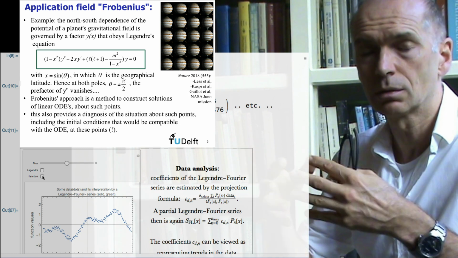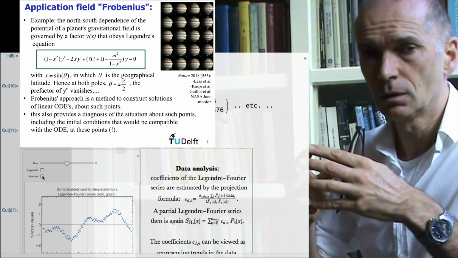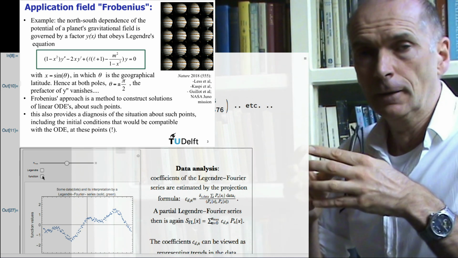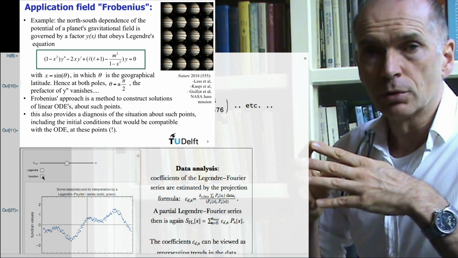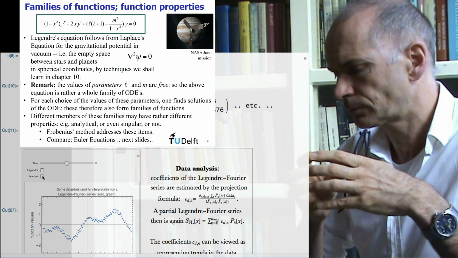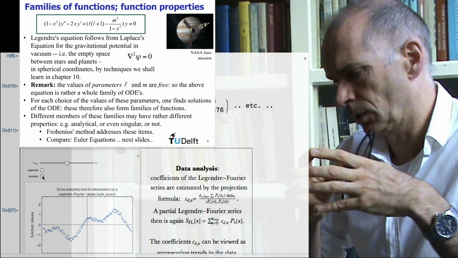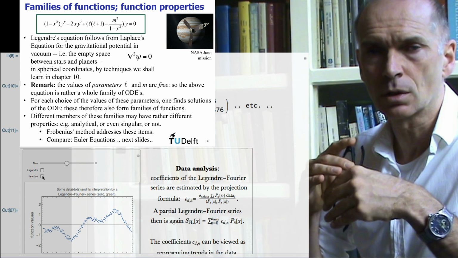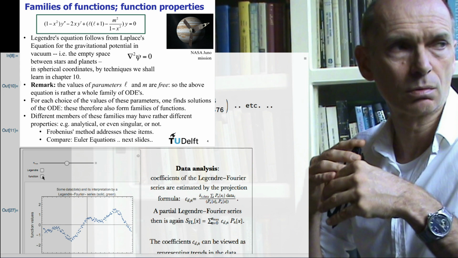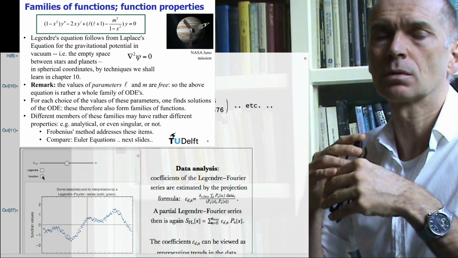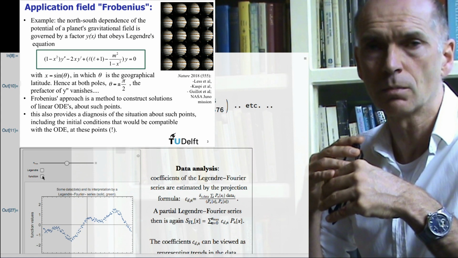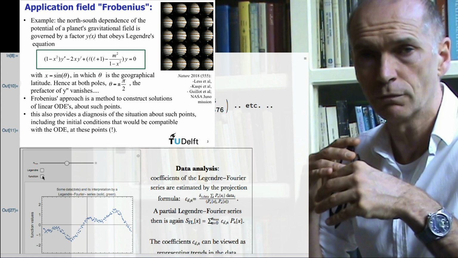It does actually govern the dependence on the north-south angle of the gravitational potential of a planet, a rotating planet especially. And solutions of that equation, especially the Legendre polynomials, were used in research that was published in January 2018 from the Juno mission to Jupiter, where the gravitational field of Jupiter was measured in great detail.